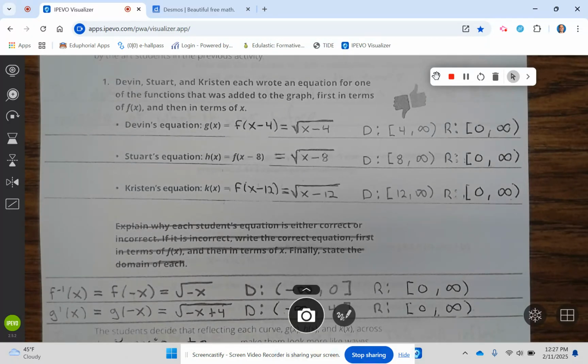Devin's equation: g of x equals f of (x minus 4) equals square root of x minus 4, where the domain is 4 to infinity and range is 0 to infinity. Stuart's equation: h of x equals f of (x minus 8) equals square root of x minus 8, where domain is 8 to infinity and range is 0 to infinity. Kristen's equation: k of x equals f of (x minus 12) equals square root of x minus 12. The domain is 12 to infinity and the range is 0 to infinity.